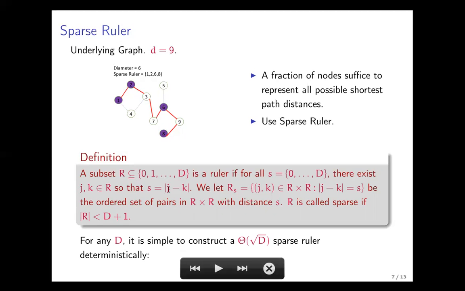This is a simple, proper definition of what a sparse ruler looks like. A sparse ruler is a subset of points which can be used to represent all possible distances between pairs of points in that set. It is well known how to construct one. There is a very simple deterministic construction where you choose only square root of d points to represent all possible pairwise distances in a set consisting of d elements.